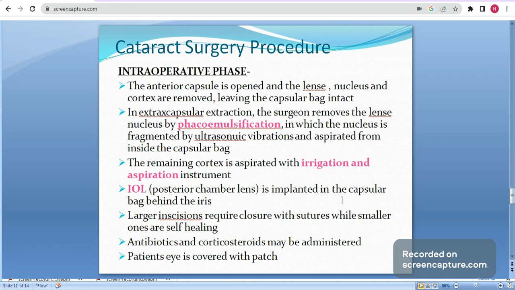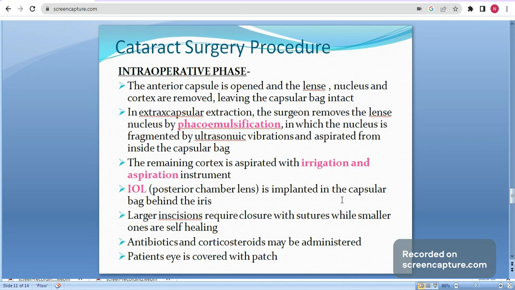In this entire process, the posterior capsule wall has to be maintained in its intact, unharmed position, right? The remaining cortex is aspirated with the help of the irrigation and aspiration instrument. After this is all done, the intraocular lens is implanted in the capsular bag behind the iris. The larger incisions are closed with sutures while the smaller ones are left for self-healing after hydration. Now, after that, antibiotics and corticosteroids are administered and the patient's eye is covered with a patch. So this is the entire intraoperative phase.